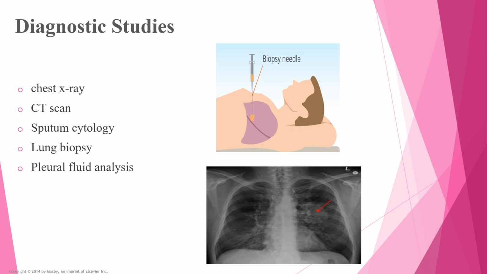Lung biopsies need to be done to actually definitively prove, one, that it's cancer, and two, if it is benign or malignant. Malignant means it is cancer. Benign means it's just a tumor that is not cancerous.